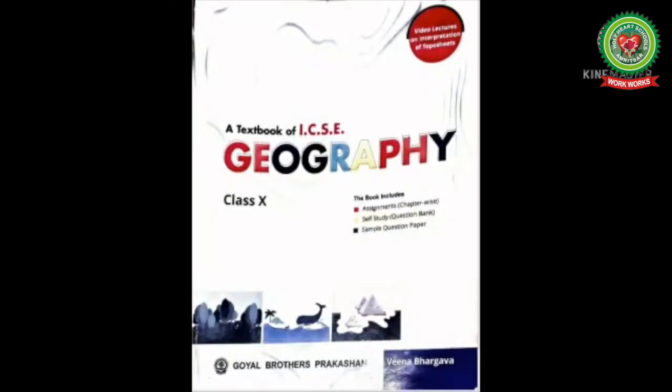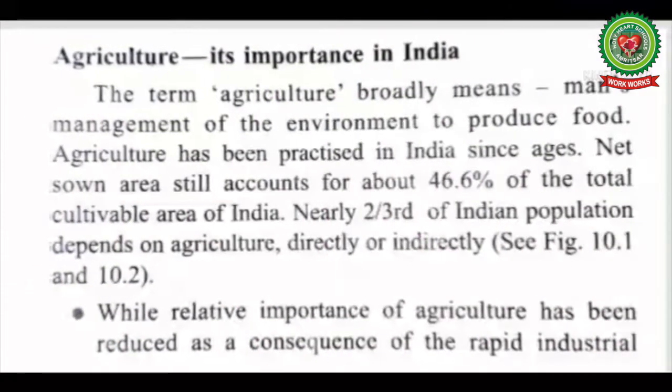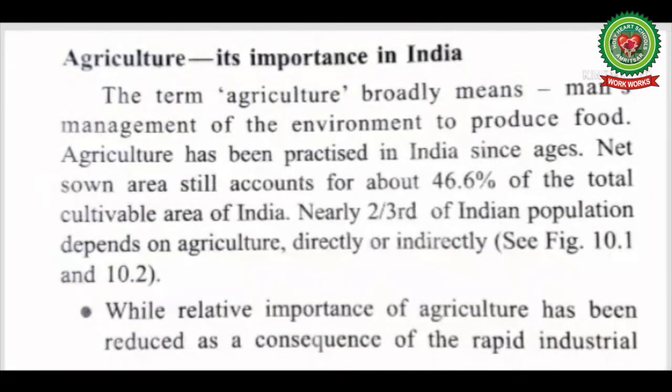Now students, take out your geography book. Lesson number 10, page number 204, Agriculture in India, Part 1, Introduction. Let's start with the reading. Agriculture, its importance in India. The term agriculture broadly means man's management of the environment to produce food.